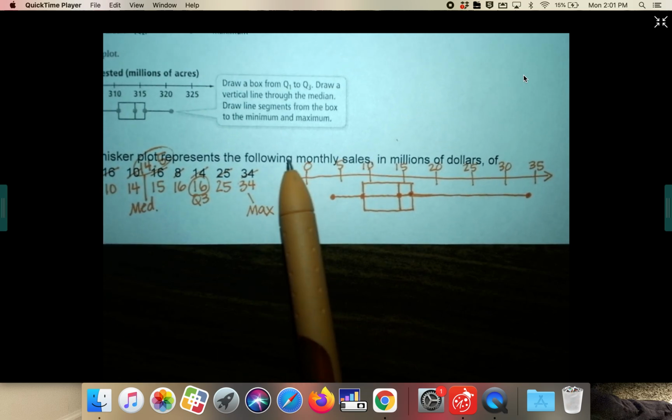So 25% is within here, 25% is within here, 25% is within here. That means there are just as many numbers in this space as there are in this space. They're just very spaced out. And then 25% here. So this is our box and whisker plot that represents this data, which was monthly sales in millions of dollars of audio devices.